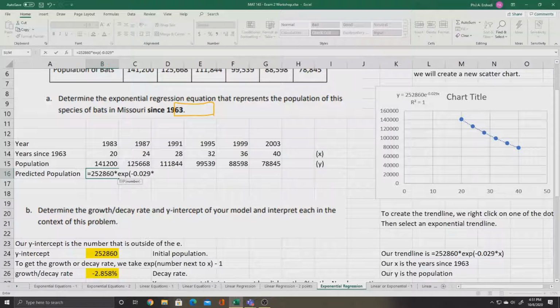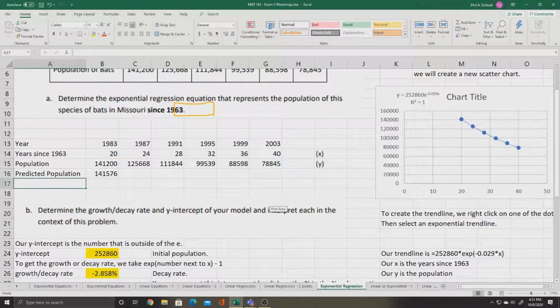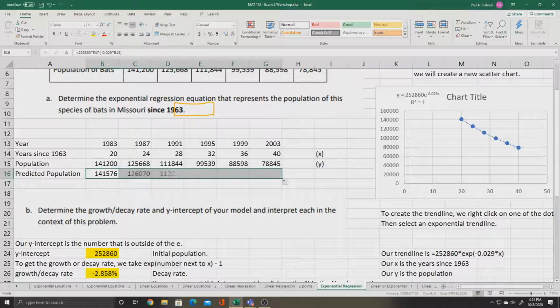Now for our x, make sure that we don't click the year, but rather the years since 1963. Again, we don't want to make the mistake of clicking on the wrong number at this stage. That gives us our predicted population, and we can see it's very close to the actual population. We're getting about 141,000. Now take the black cross and move it all the way across to complete our predictions.